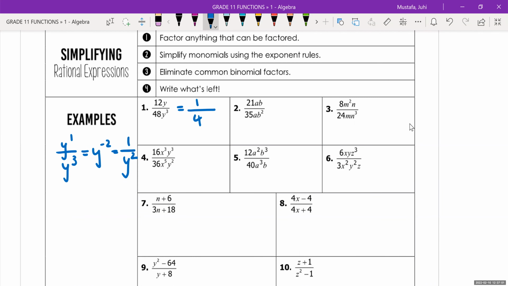Another way to think about it is I have 1 y at the top. So here I'll write it like this, 1 y at the top.